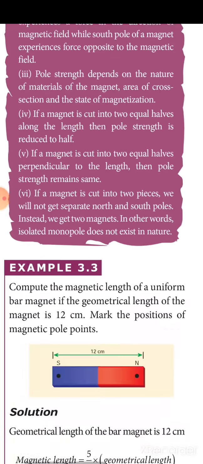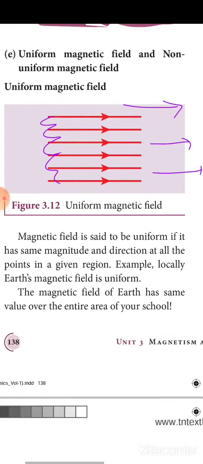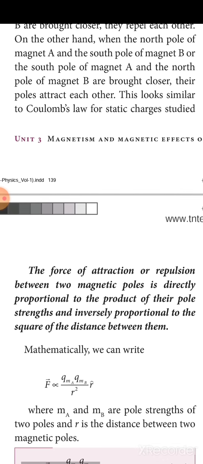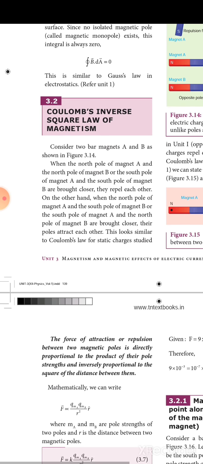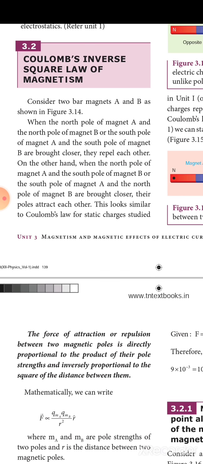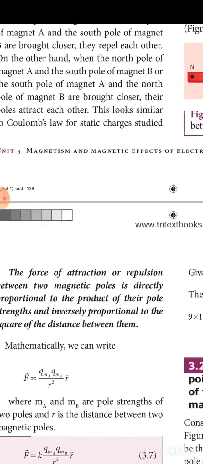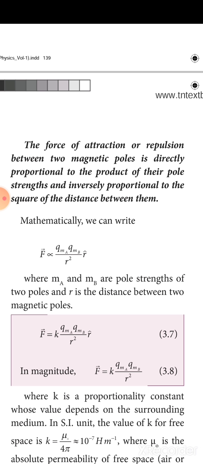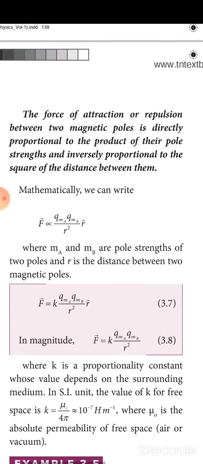And then, two more important questions. Define or state Coulomb's inverse square law. This is the most important question for this lesson, the same as in the first lesson. Coulomb's inverse square law states that the force is directly proportional to the product of the magnetic pole strengths and inversely proportional to the square of the distance between them. This is Coulomb's inverse square law.